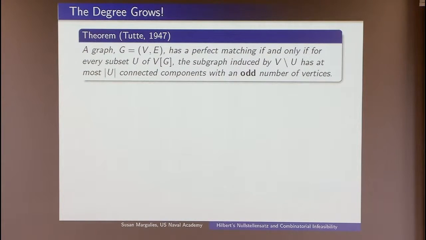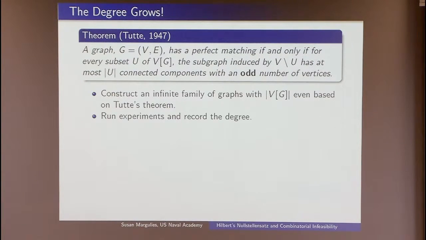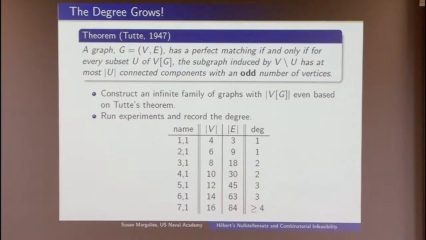So we can very easily build an infinite family of graphs around a set U that we can remove, leaving a series of odd components. This is the most simple infinite family of graphs with an even number of vertices that has no perfect matching. And alas, the degrees of those grow. Starts out at 1, grows to 2, grows to 3, up to 4. Not polynomial size. This is extremely annoying to us.